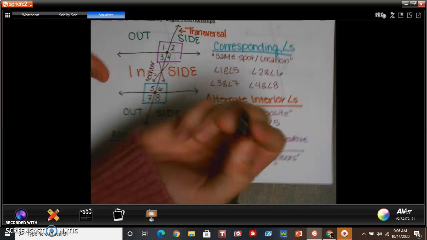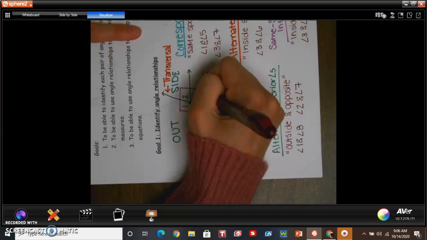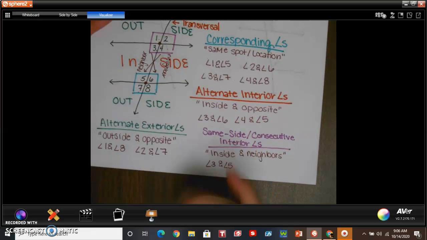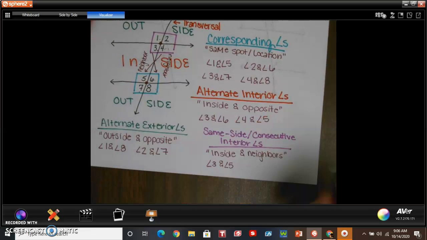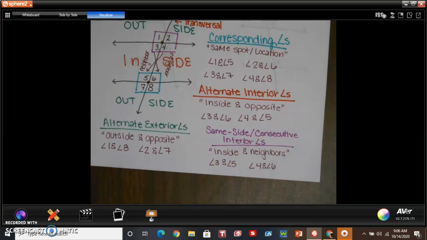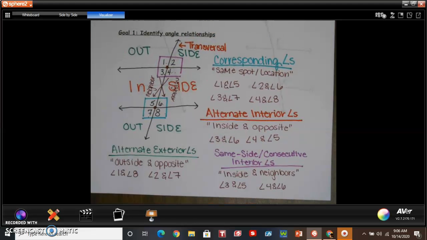Same thing over here. Hold on, I gotta turn this sideways. Oh, it looks like a hot mess. I'm so sorry. Okay. On the same side of 4 is 6. So they are considered same side interior angles. All right, so that's goal 1. Now let's go ahead and practice identifying, okay?